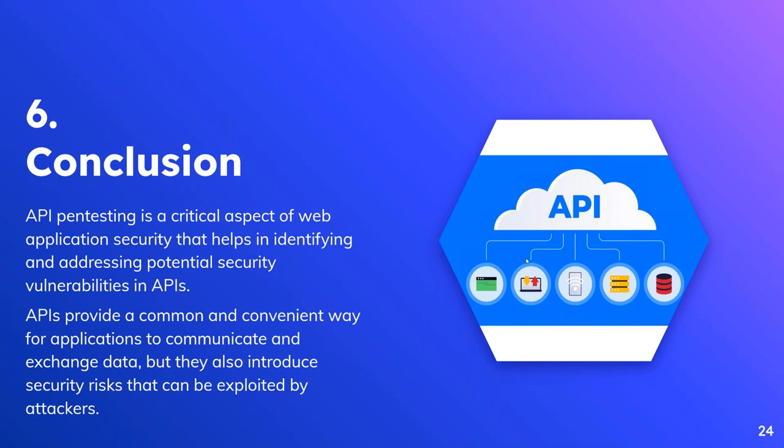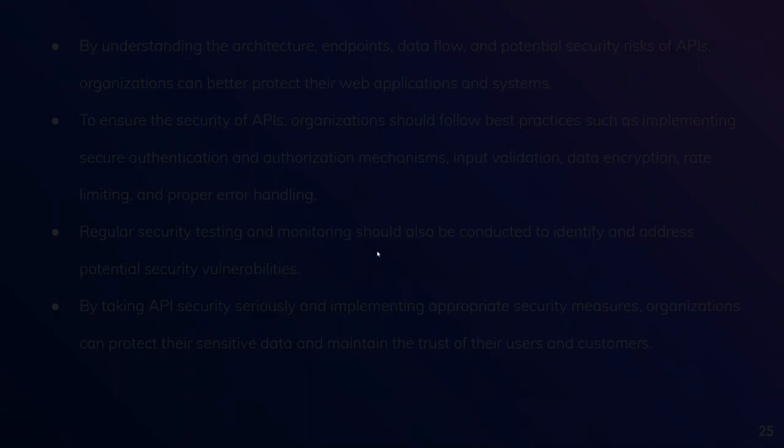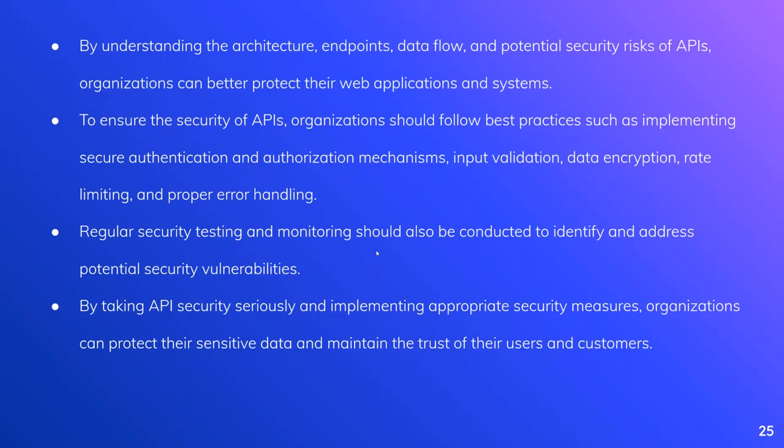By following best practices such as implementing strong authentication and authorization mechanisms, conducting regular security testing, encrypting sensitive data, validating and sanitizing user input, and handling errors effectively, organizations can mitigate the risks associated with APIs. Additionally, monitoring API activities, keeping the software updated, and providing proper training on API security are vital components of a comprehensive security strategy. Regular testing and monitoring should be conducted to identify and address potential security vulnerabilities.